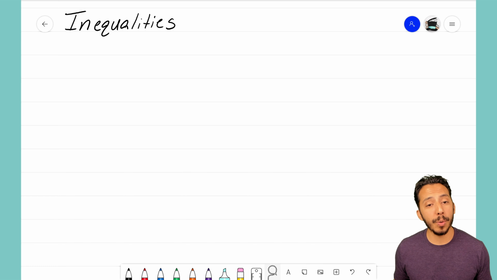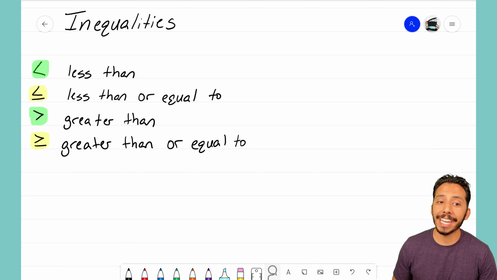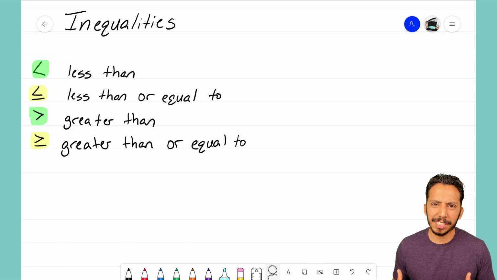Inequalities are not equations. Know that equations have equal signs attached to them. Inequalities do not. They have other symbols. And I already have some of these symbols ready to go for you to look at, and you can start to understand what it means to be an inequality.